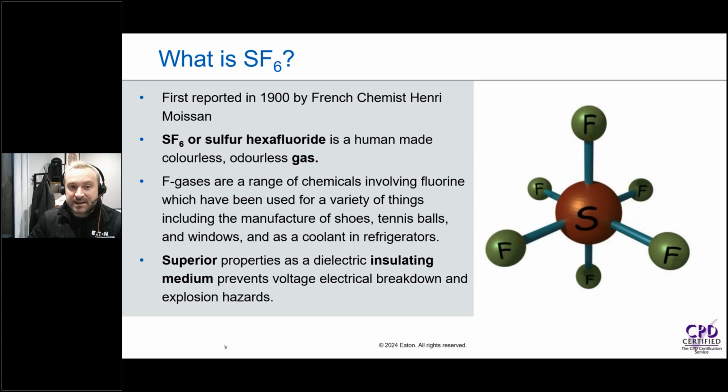SF6 is a human-made gas that has been around for over 100 years. It's part of the F gases, which are a range of chemicals involving fluorine, which have been used for a variety of things, including the manufacture of shoes and tennis balls in the past, and even windows, and as a coolant in refrigerators. It is known for its superior properties as a dielectric insulating medium, preventing electrical voltage breakdown and explosion hazards.